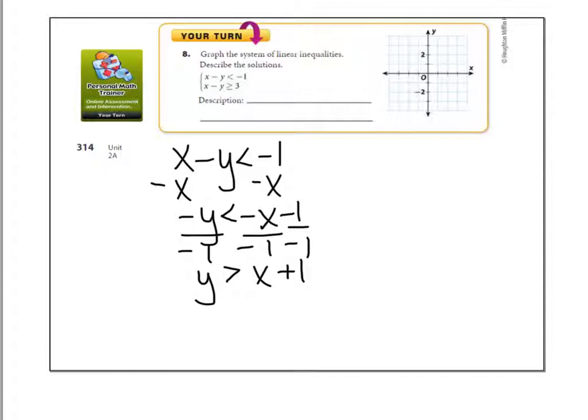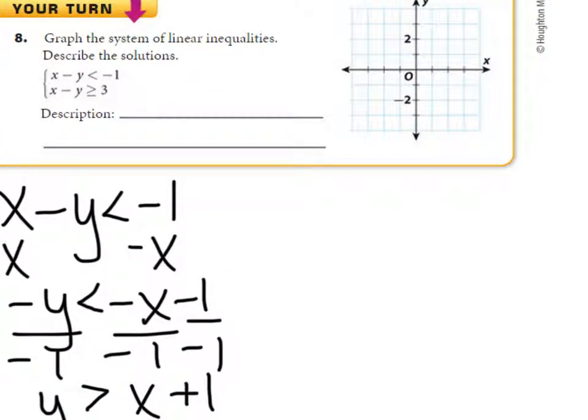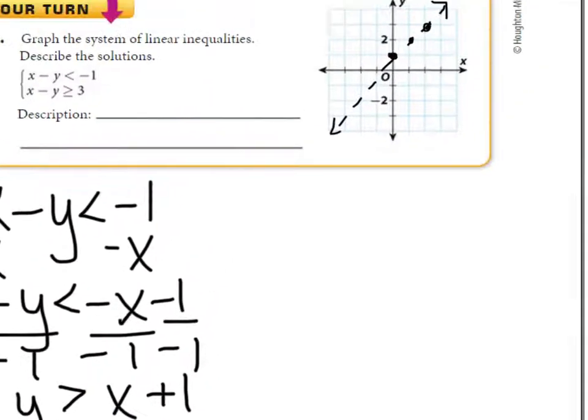To graph that one, it means we have a y-intercept of 1. The slope turned into a positive x, that means up 1 over 1. And before we connect it, double check is it solid or dotted, and this one is dotted. Looking at our inequality at the end, it said y is greater than, so that means we need to shade above the line.